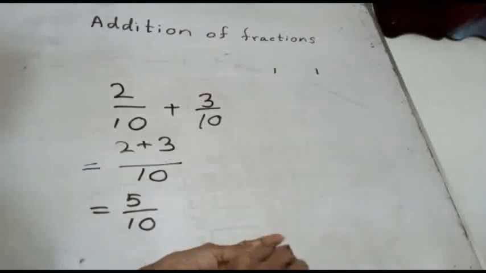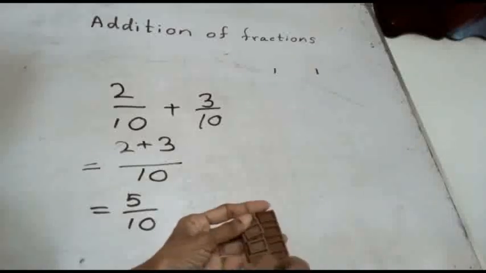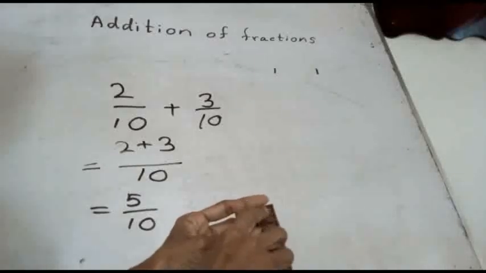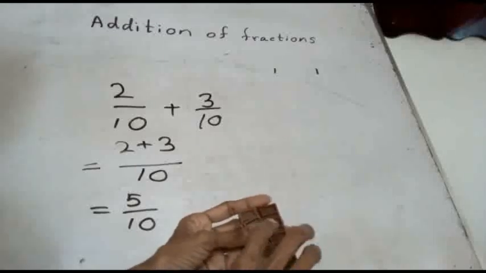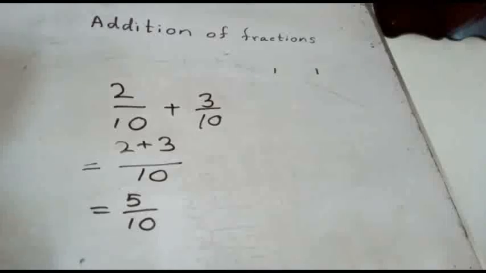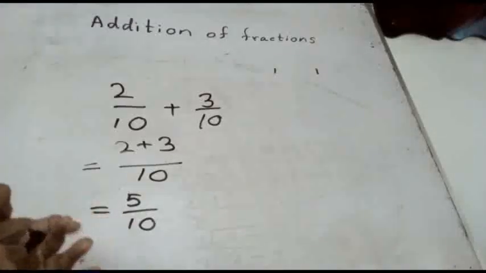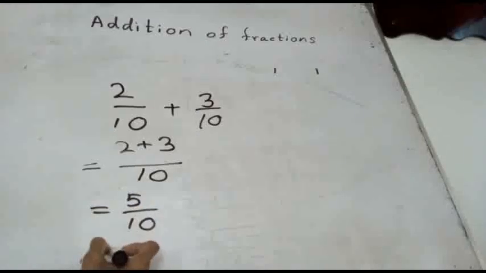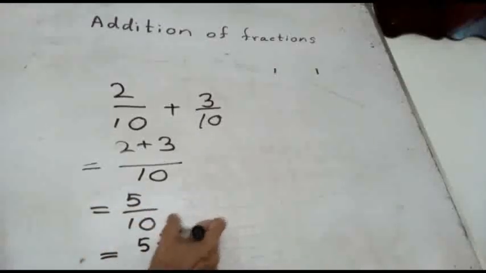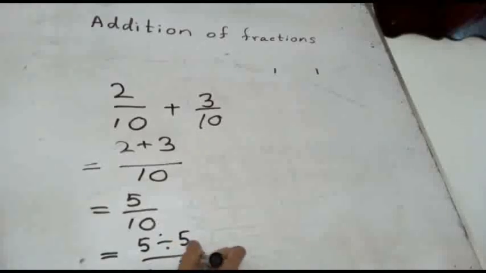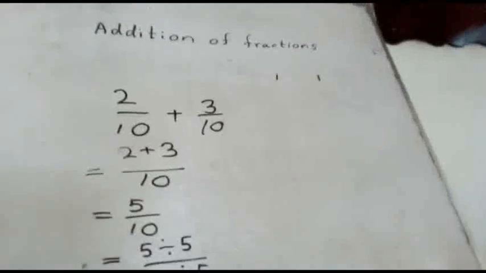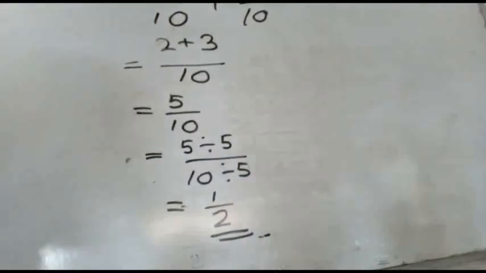1, 2, 3, 4, 5. 5/10 is half of the unit, half of the chocolate. Or we can divide both numerator and denominator by 5. 5 divided by 5 is 1, and 10 divided by 5 is 2. Half is the answer to this question.